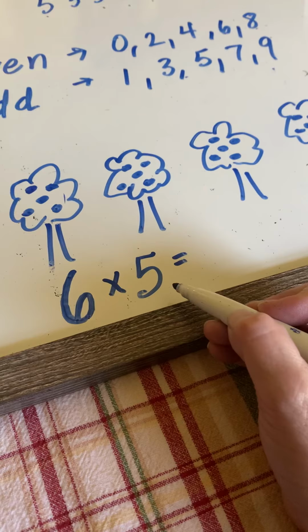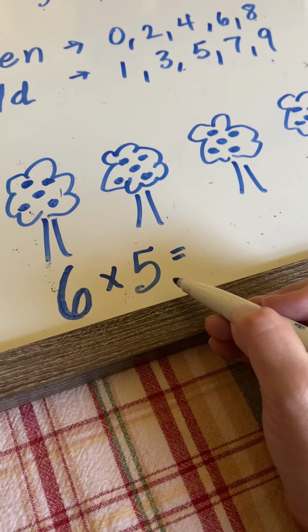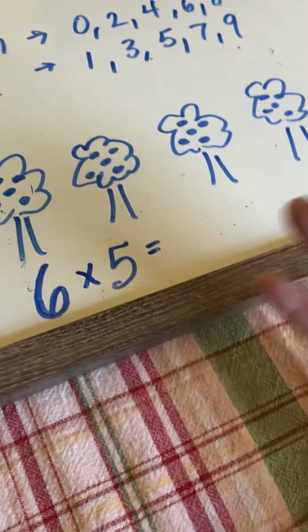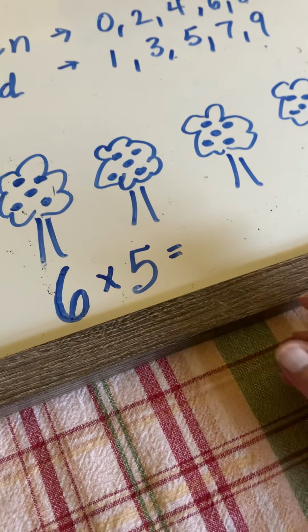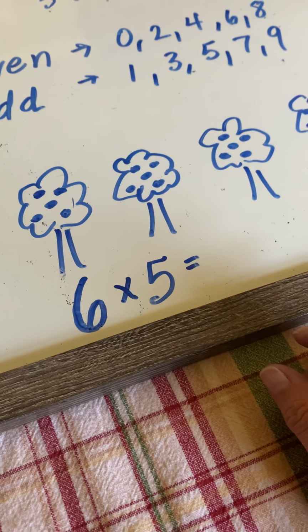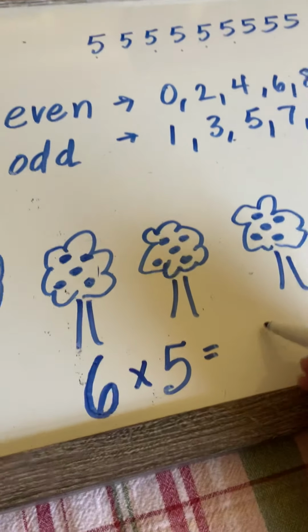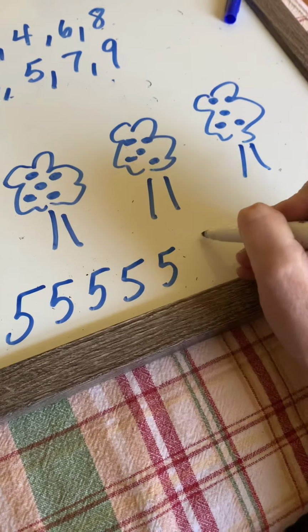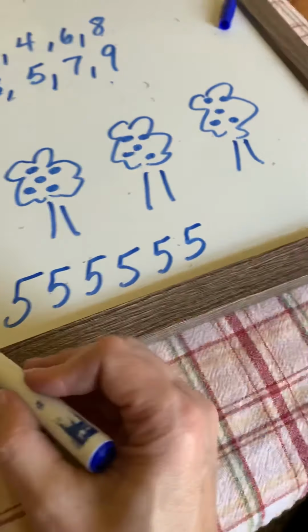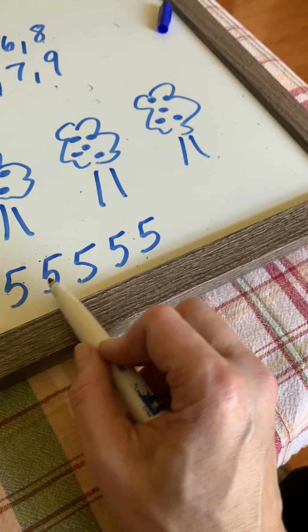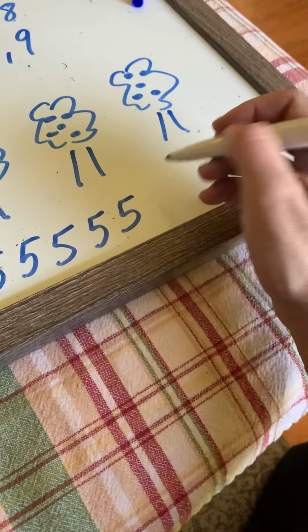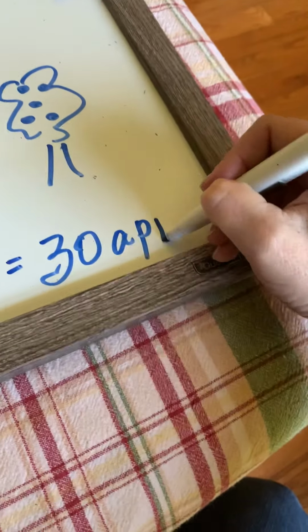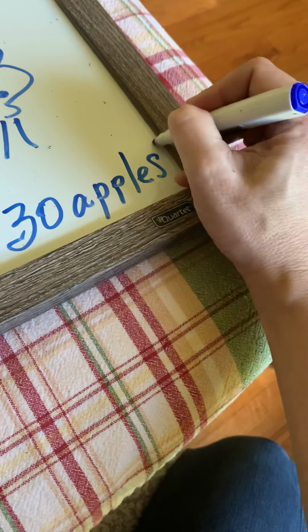And if you remember on our quick check, we did some multiplication with 5s, and we can count by 5s. We can do repeated addition. It's basically saying there are 6 5s. So 1, 2, 3, 4, 5, 6. Okay, if there's 6 5s, let's count by 5s. 5, 10, 15, 20, 25, 30. So how many apples in all? Or all together? 30 apples.